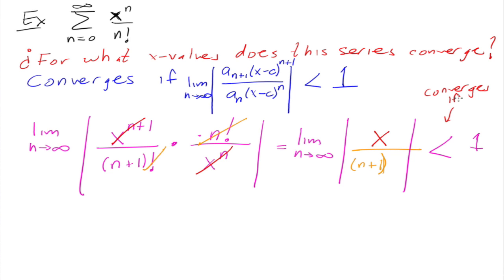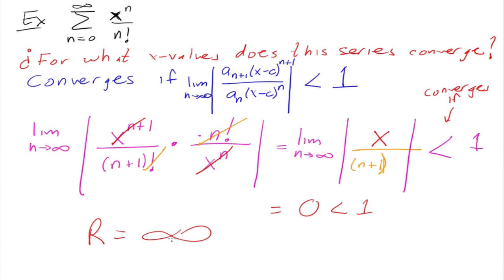So for what values of x is that limit less than 1? What is that limit for all x values? It's equal to 0, right? Doesn't matter what x is. This limit is always going to equal 0. So for what values of x is 0 less than 1? All values of x, right? So then what's the radius of convergence? Infinite radius of convergence, right?